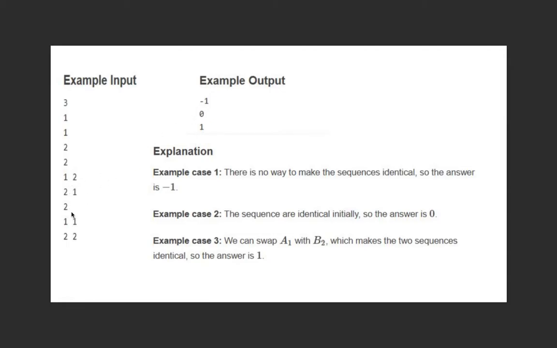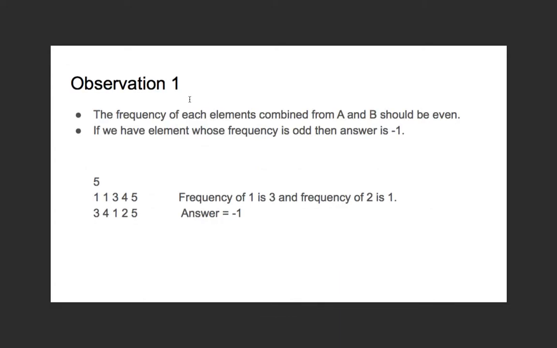Now for the third test case, we have two elements in both the arrays, 1 1 and 2 2. To make them identical, the cost will be equal to 1, because we will be swapping 1 with 2, so the cost is 1. Now how to solve this question?